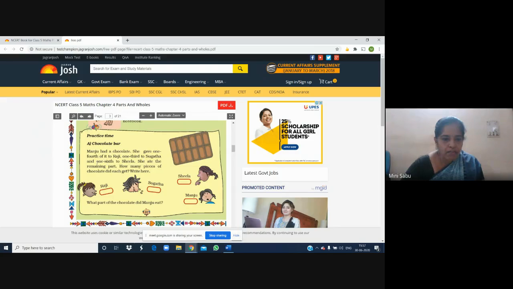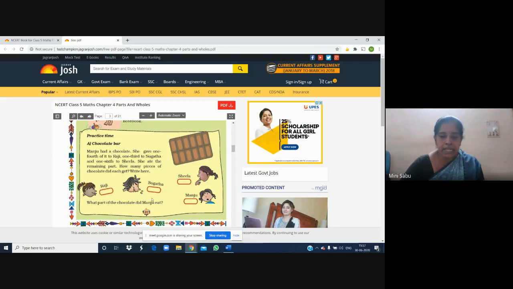She gave 1/4. This chocolate has 12 parts. 1/4 of 12 she gave to Raji. And we have already learned to find out 1/4 of 12. What will you do? 12 divided by 4. What is 12 divided by 4? 4 table till 12. 4 threes are 12. That means, good, that means Raji got 3 pieces out of it. 1, 2, 3 pieces. Raji got 3 pieces.